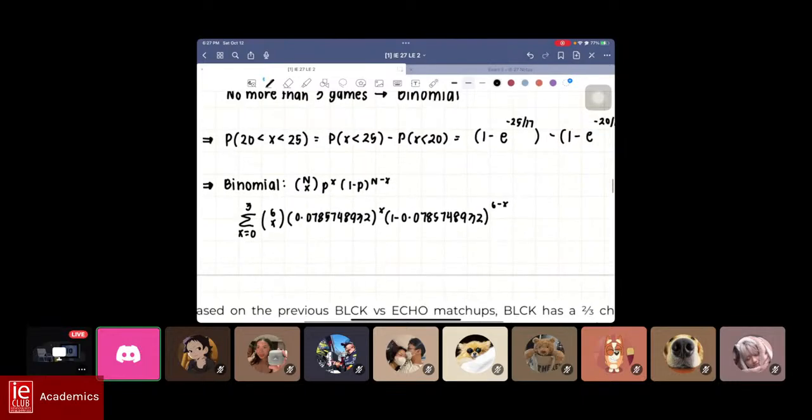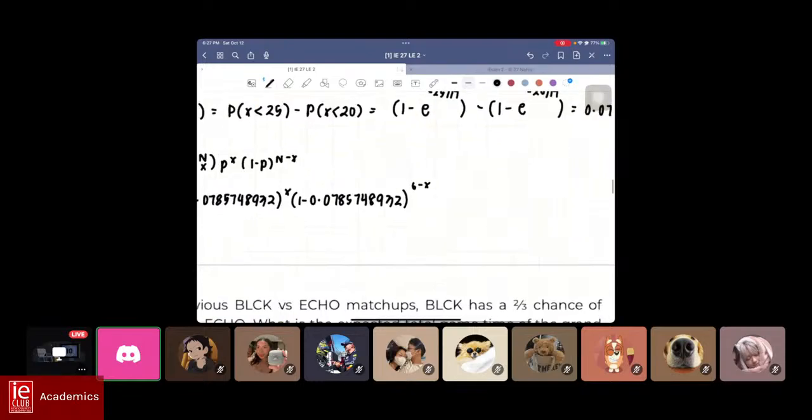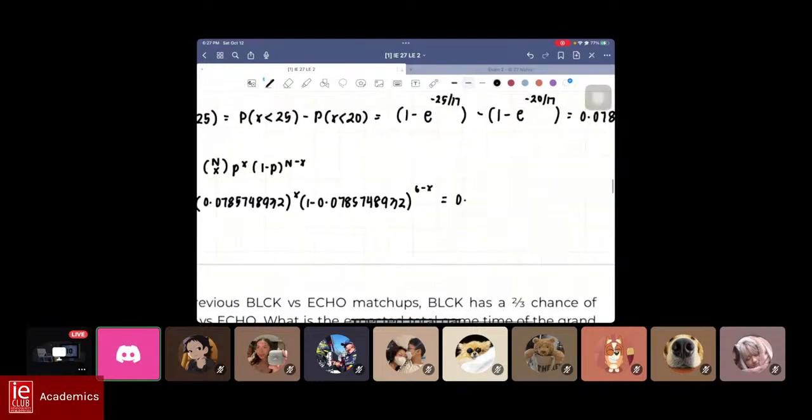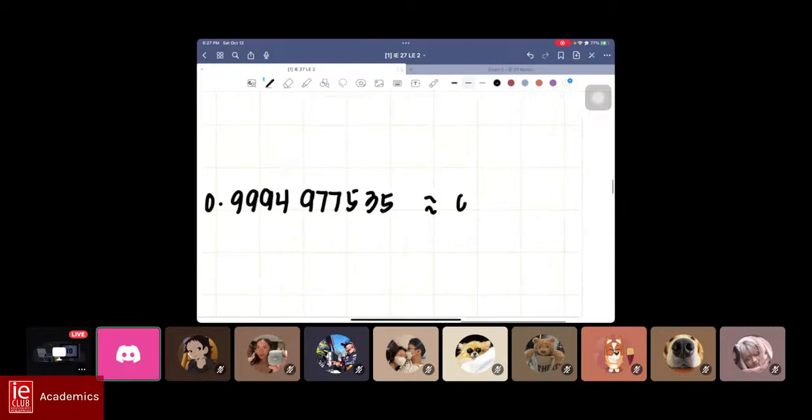So this formula means that these x games will last from 20 minutes to 25 minutes. And then the 6 minus x games, it doesn't matter how long they last, as long as it's not between 20 and 25 minutes. So if we plug this in the calculator, it will be equal to 0.99949777535. So that's about 0.9995.